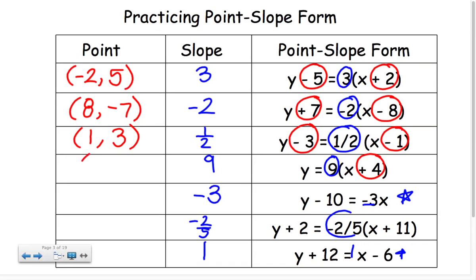+4 is a -4. Now, if there's nothing here, that means it's a 0. There's nothing here, so it's a 0. -10 is a +10.